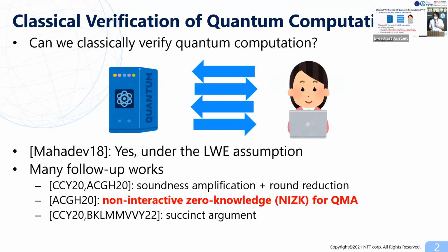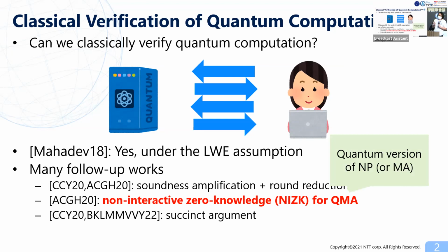After Mahadev's breakthrough, there are a lot of follow-up works, like soundness amplification for the Mahadev protocol, round reduction, a non-interactive zero-knowledge version of the Mahadev protocol, or a succinct argument version. Especially in this work, we focus on non-interactive zero-knowledge, NIZK, for QMA. Here, QMA is just a quantum version of NP, or more precisely MA, where the witness and the verification algorithm can be quantum. I remark that even though we consider such a quantum language, we still require the verification of the NIZK to be classical.